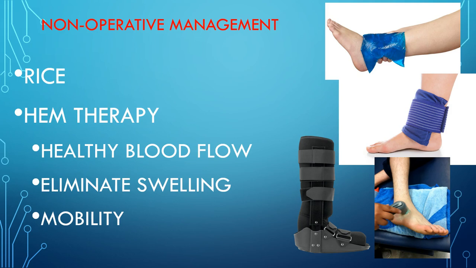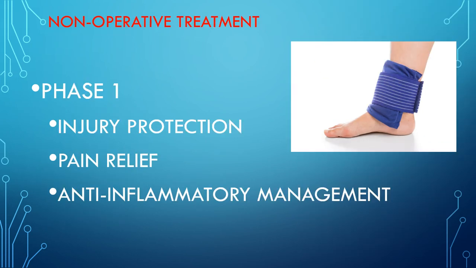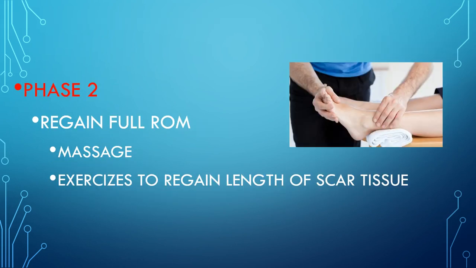The non-operative management for grade 1 and some grade 2 injuries includes the usual rest, ice, compression, and elevation, and then efforts to increase blood flow with heat and physical therapy, compression to eliminate swelling, and measures to improve mobility, initially with physical therapy and assisted efforts. Phase 1 has included injury protection, pain relief, and the use of anti-inflammatories when the injury first occurs.